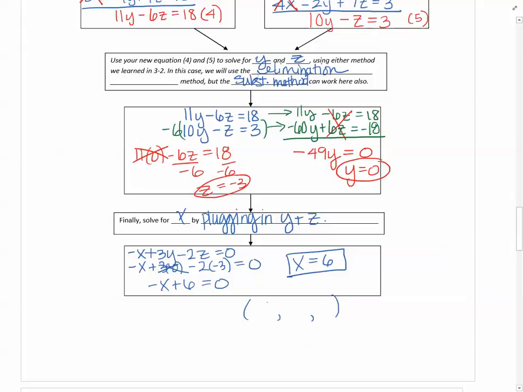In fact, it's basically like 3 blocks and you fill in each one. So just make sure you know it goes in order x, y, z. So this would be 6, this would be 0, this would be -3. Okay.